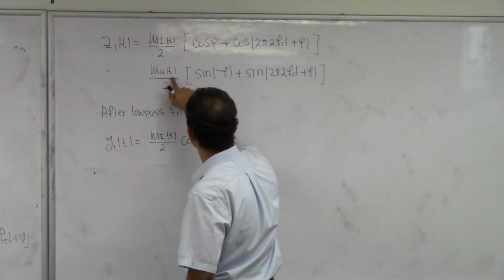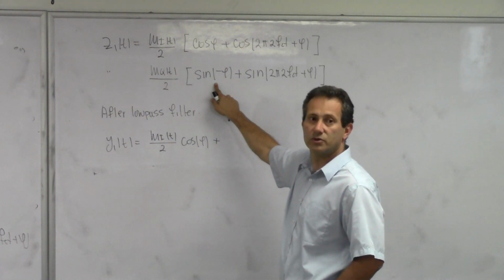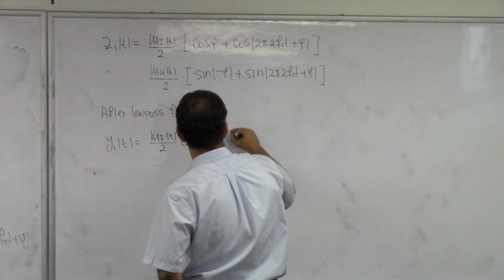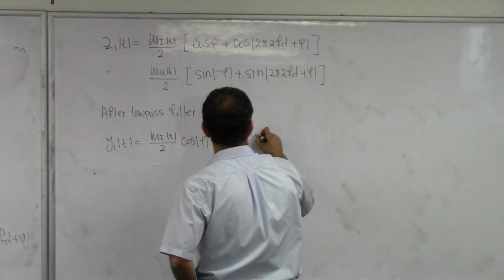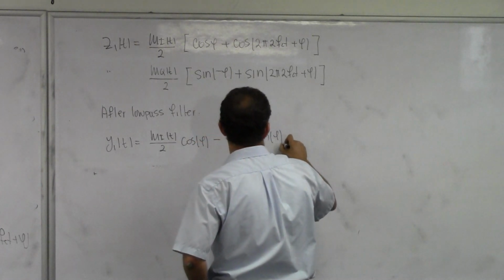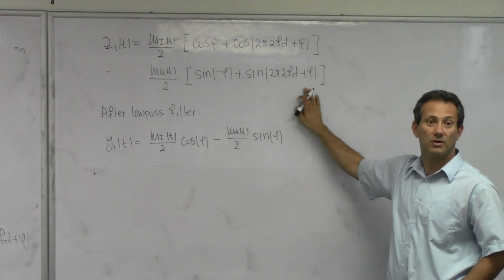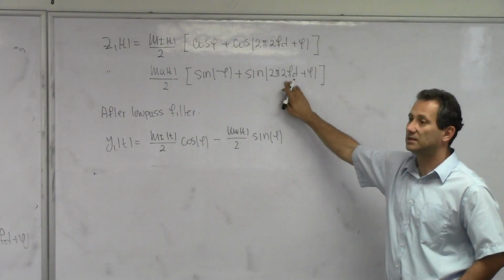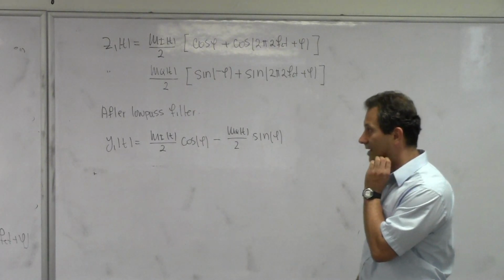How about the second one? nq of t over 2 times sine of minus phi is also baseband signal, so it goes through. And I'm going to just say minus nq of t divided by 2 times sine of phi. How about the second piece? Gone, right? The low-pass filter eliminates the second piece because it's a double sideband AM centered at the frequency 2fc. So this is the output at the first branch.